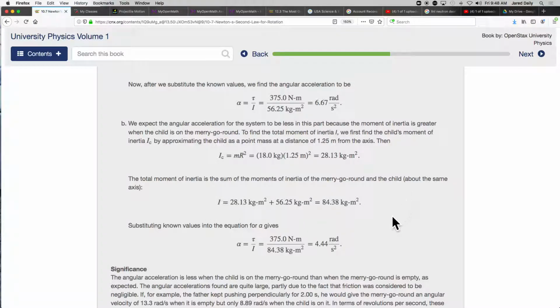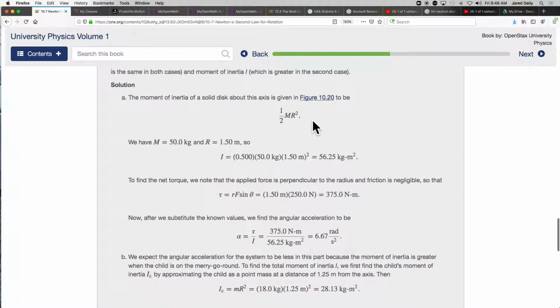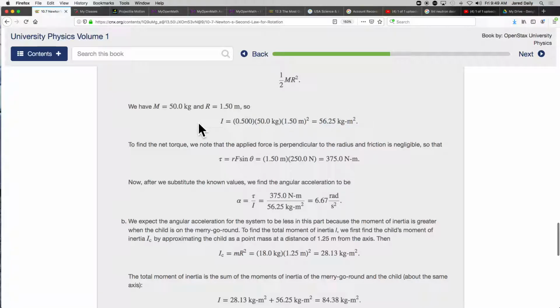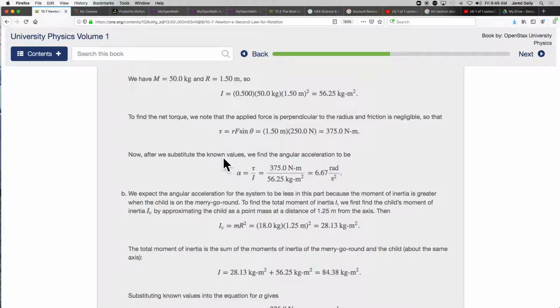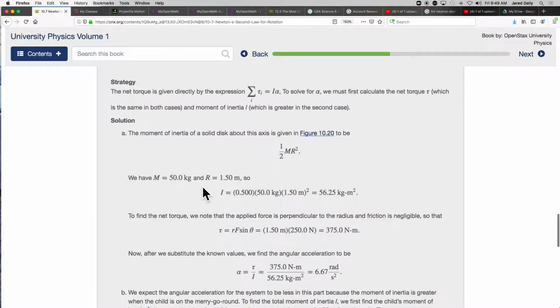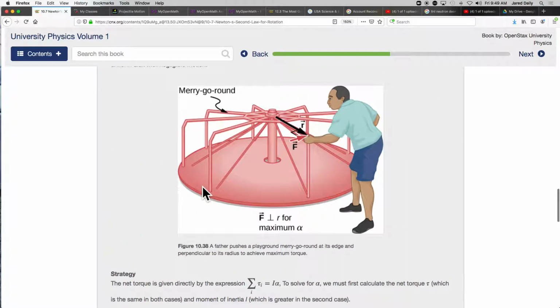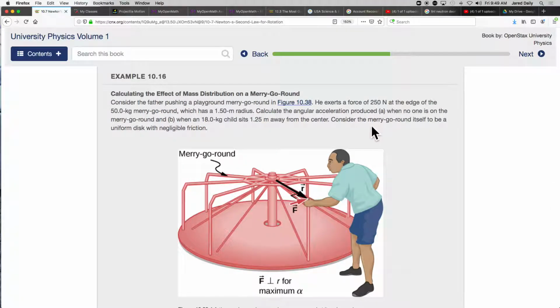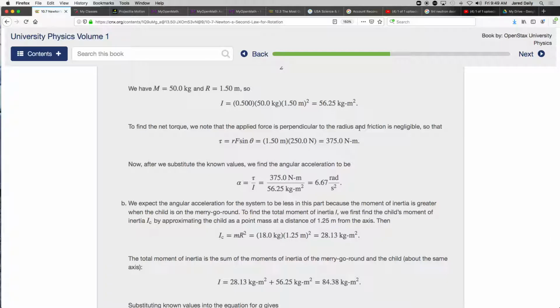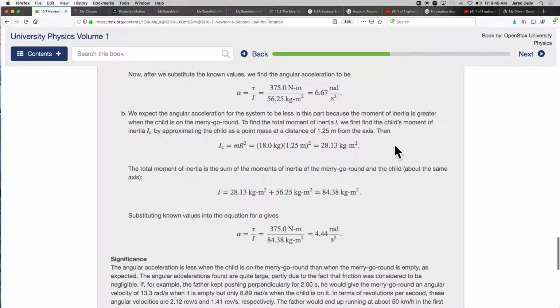We know the total moment of inertia, and we know the torque from here. No, that's not correct. That's not the torque, but we do know the force. The force is still the same at 250 newtons. So the same force, but a different moment of inertia. Actually, they're saying they're going to apply the same torque. Oh, yeah, it is the same torque because he's still pushing with the same force at the same distance. So same torque, different moment of inertia, different angular acceleration. This angular acceleration is 4.44 instead of 6.67.